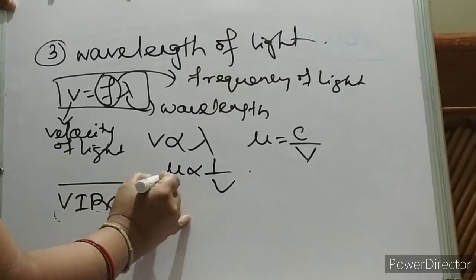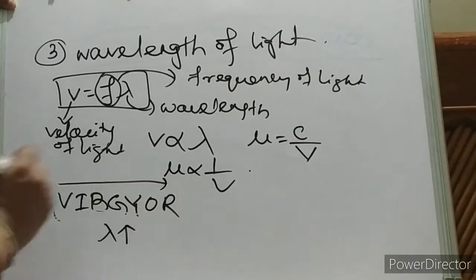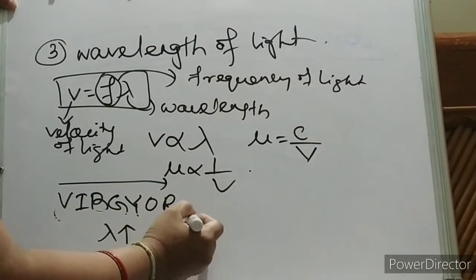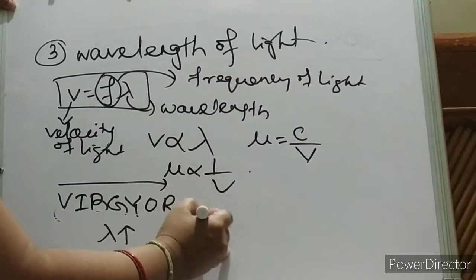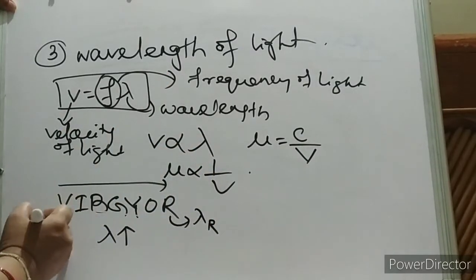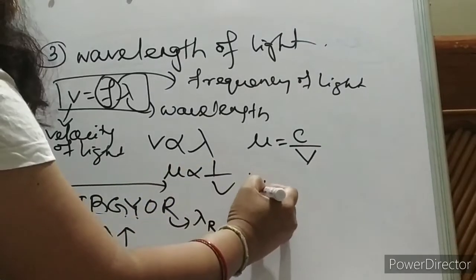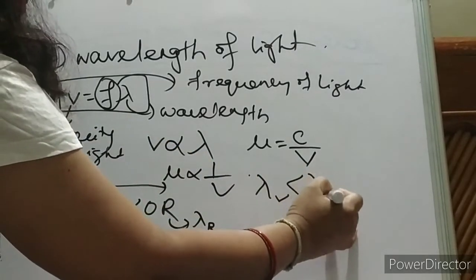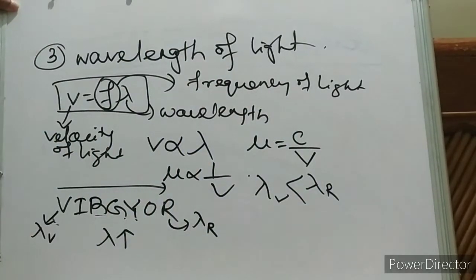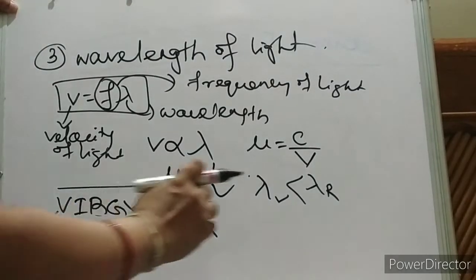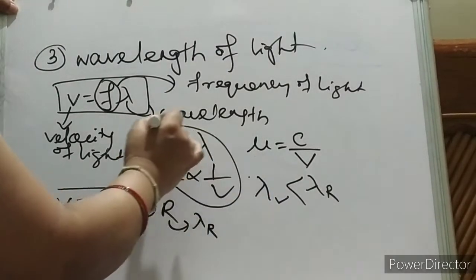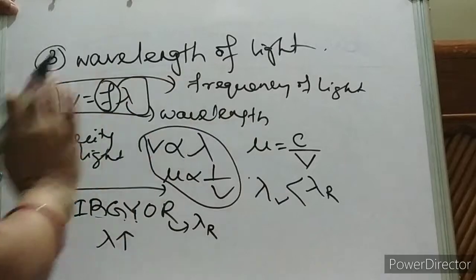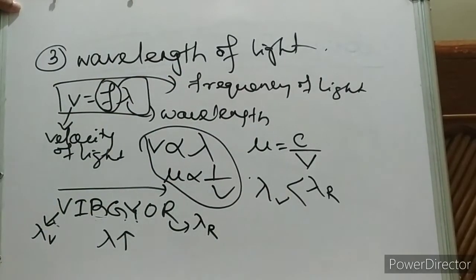If you go like this, your lambda increases. That means the wavelength of red light is more. Lambda R is maximum and lambda V is minimum. That means lambda V is less than your lambda R. Okay. These two relations we will now consider. The wavelength of violet is less than the wavelength of red color.